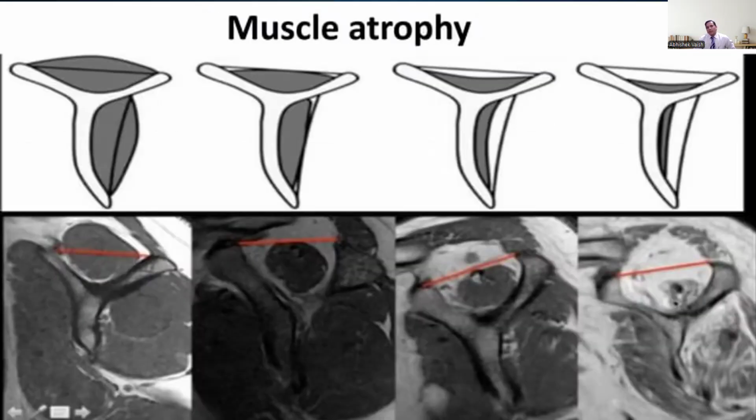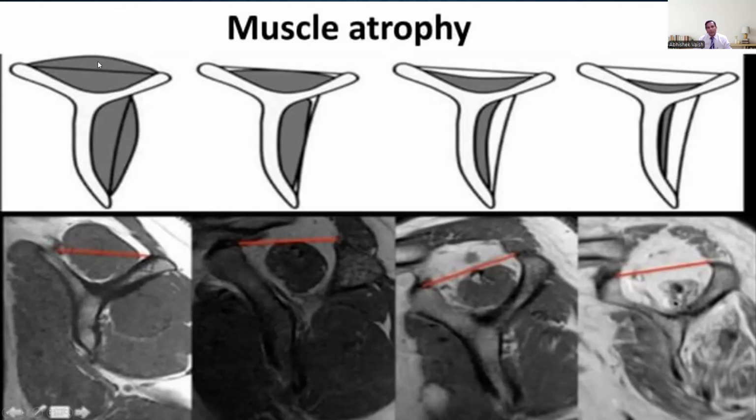Another thing you should know is how to find out, if you do a surgery on a patient, whether the patient will have a good result or not. To prognosticate the case, there is something called Goutallier's classification, where you look for muscle atrophy. You see this is the acromion, and if you make a line, and the muscle is lying on top of this line, then it is a good muscle bulk.